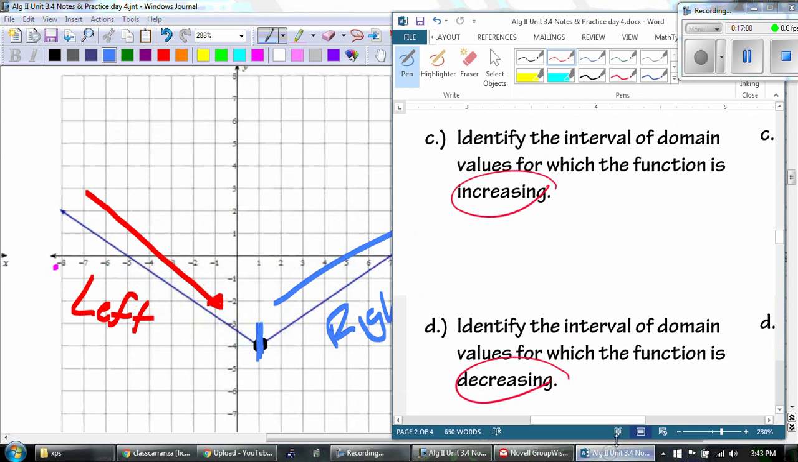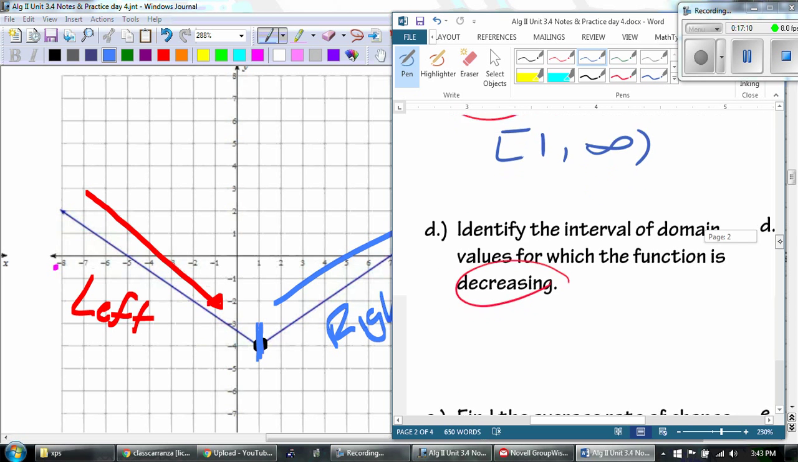Okay? So we're going to say starting at 1 and then to positive infinity. So I'm decreasing on the left side. The left side, we would start at negative infinity and then at 1, not 2, Mr. Grice, at 1, that's where we stop.